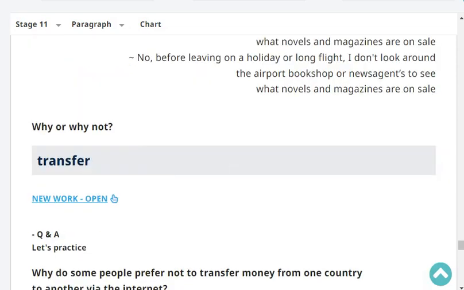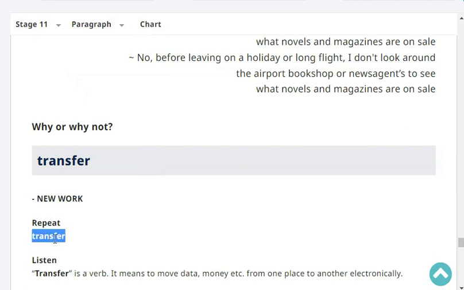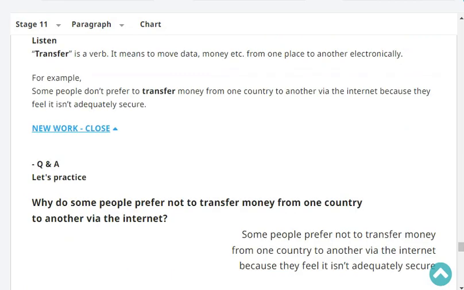Very good. Okay, next word is transfer. Transfer. Very good. Okay, listen. Transfer is a verb. It means to move data, money, or something, etc., from one place to another electronically. For example, some people don't prefer to transfer money from one country to another via the internet because they feel it isn't adequately secure.